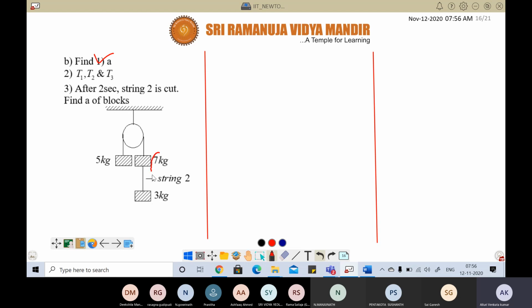Now you combine these two blocks, 7 plus 3, 10. So on one side, this is the first part. On one side we have 5 kg. On the other side, we can combine these two, 7 plus 3, 10. So what is the acceleration? Difference in masses, 10 minus 5, by sum of masses, 15, into g. So that is 50 by 15.